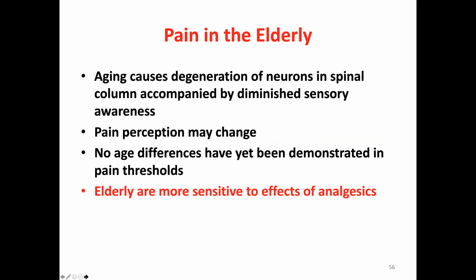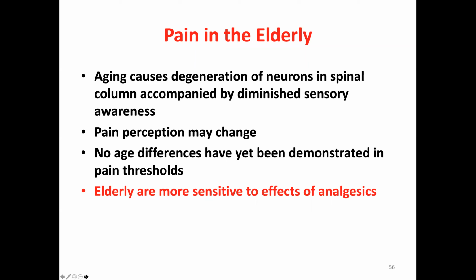But one of the things you need to be aware of is that the elderly feel pain differently. They still feel pain, but as you get older, you start getting degeneration of neurons in the spinal cord, plus the overall sensory awareness gets diminished. So it's not uncommon for their pain perception to change. No one's been able to demonstrate an alteration in pain thresholds across the ages, but because of this degeneration, the pain in the elderly is sometimes felt differently.